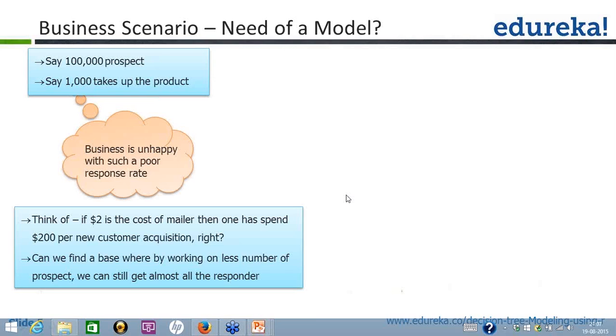So how can you do that? Probably what you are asking is, by working on just, say, 20,000 prospects, can you get all 1,000 responders? If you had taken 20% of these prospects randomly, meaning 20,000 prospects, you would have got 200 responders, correct? Only 200, right? If you take 20% of the prospects, you will get 20% of the responders, 200 customers. But what you are trying to do is get all 1,000 customers, correct?